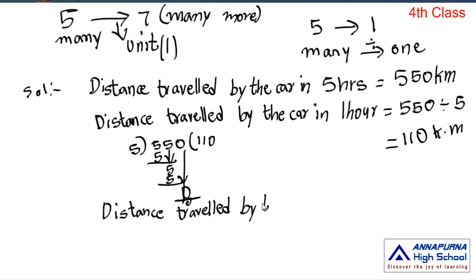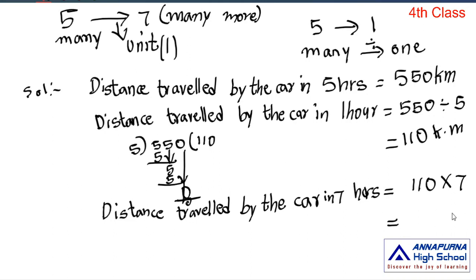So now one to many, we know the one, ma. In 1 hour the car traveled 110 kilometers. Car in 7 hours, how much, ma? How do we get it? One to many? Simple, ma, by multiplication. 110 into 7. Okay, children?